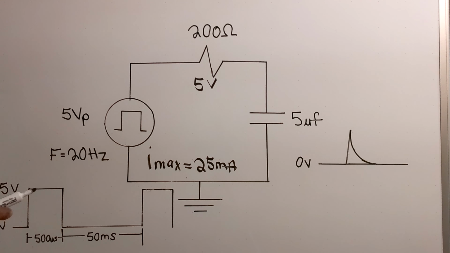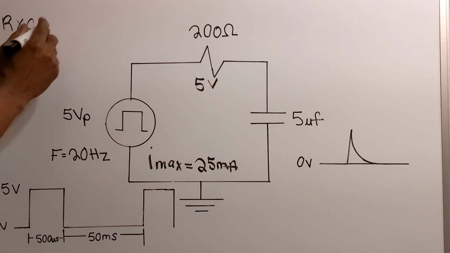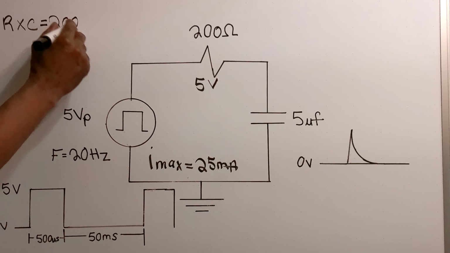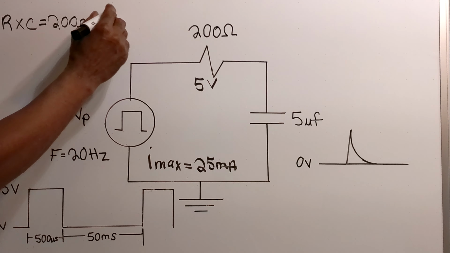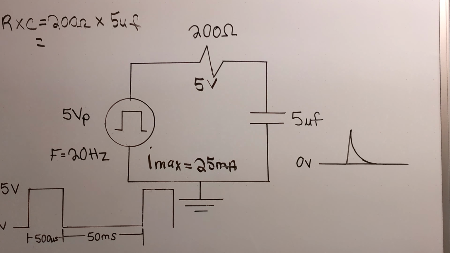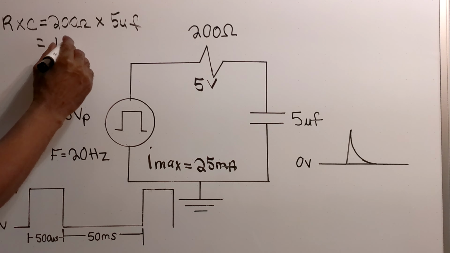Now, I'm going to find my RC time constant. My RC equals 200 ohms times 5 microfarads, and that equals 1 millisecond.